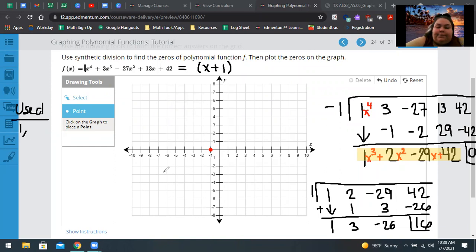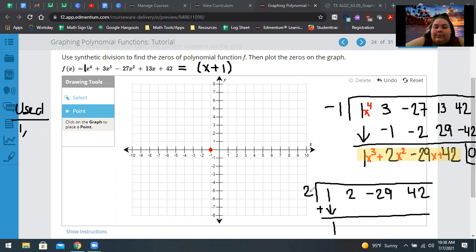1 did not work. So I'm going to clean this up and try another number. Let's try 2. So I'm going to try 2 on here. And you just continue until you break it down.